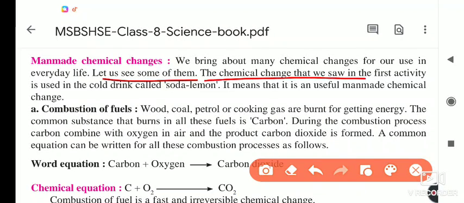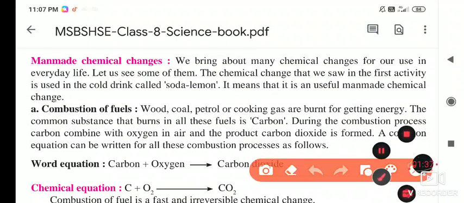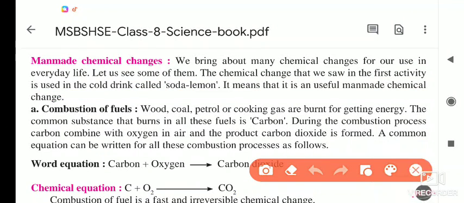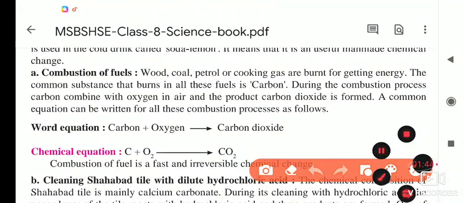The chemical change that we saw in the first activity is used in the cold drink called soda lemon. It means that it is a useful man-made chemical change. As you know, when acidity takes place, our grandparents take lemon and baking soda, and then they feel better. So it is a useful type of man-made chemical change.